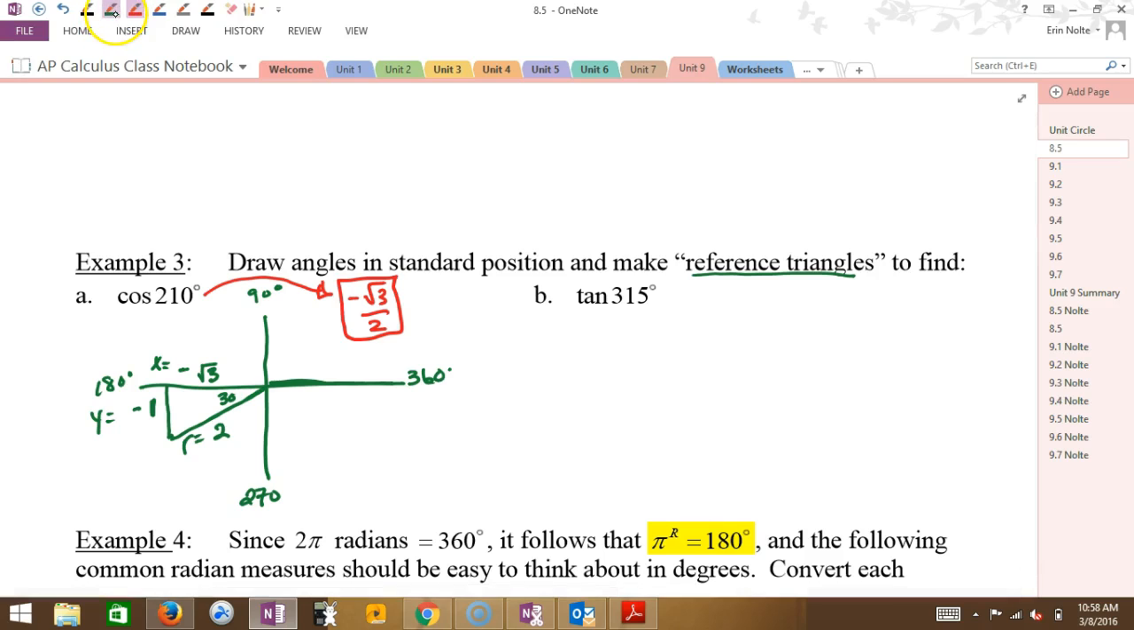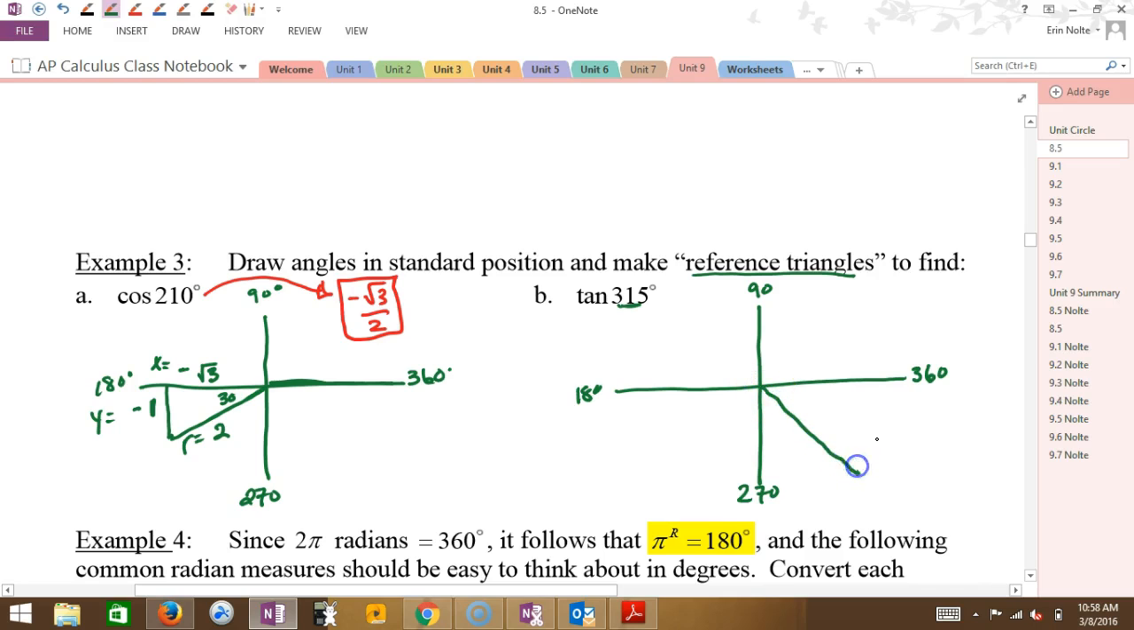Okay, let's do B. Now we have 315 degrees. Again, this is 90, this is 180, this is 270, 360, so we're getting close to this. If we're going to 315, how many degrees off of that is it? Well, if you do 360 minus 315, what do you get? 45. So this angle right here is a 45-degree angle. That's your reference angle that allows us to draw the reference triangle.